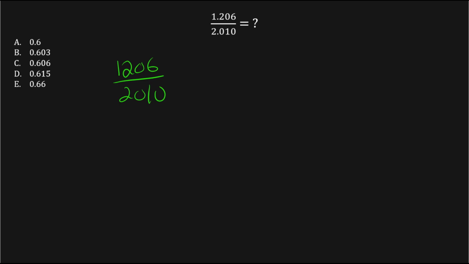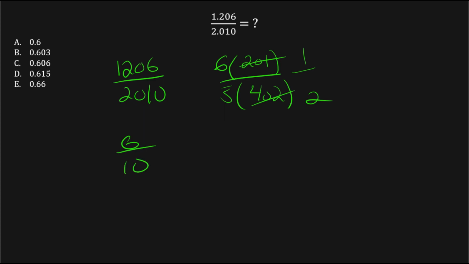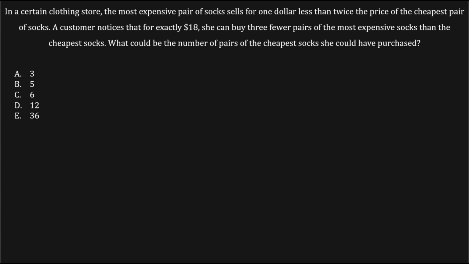What we're going to do is look for obvious factors, and I'd say 6 is a very obvious factor for the top one, and it was at 201. The bottom is 5 with 402. Cancels to make 1/2, and that leaves us with 6/10, which is A. Did I skip one? Yeah. Oh, okay.